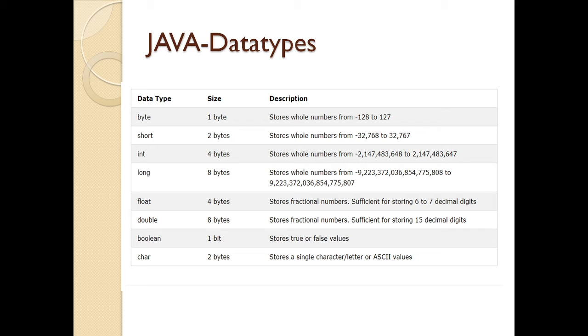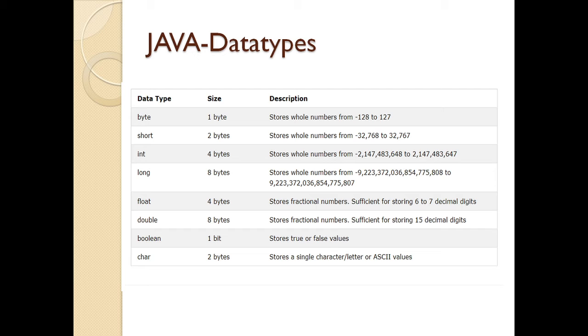Float is again 4 bytes. It stores fractional numbers which is sufficient for storing 6 to 7 decimal digits. Double is double of float. It will store 8 bytes. Again it stores fractional numbers which is sufficient for storing 15 decimal digits. Boolean, as we said, is just a single value, either true or false, so it is 1 bit. Char will be 2 bytes. It stores single characters, letters or ASCII values.